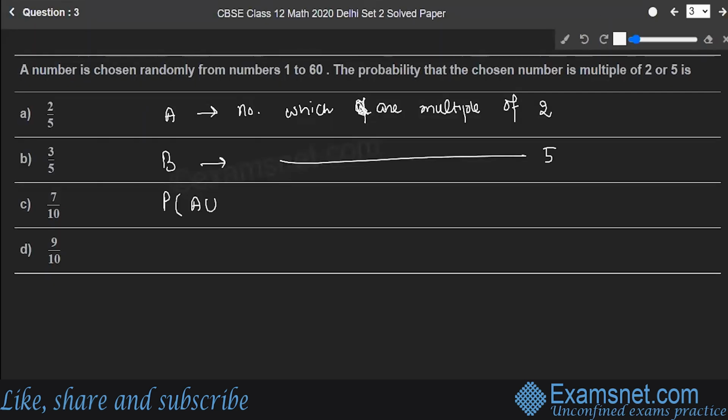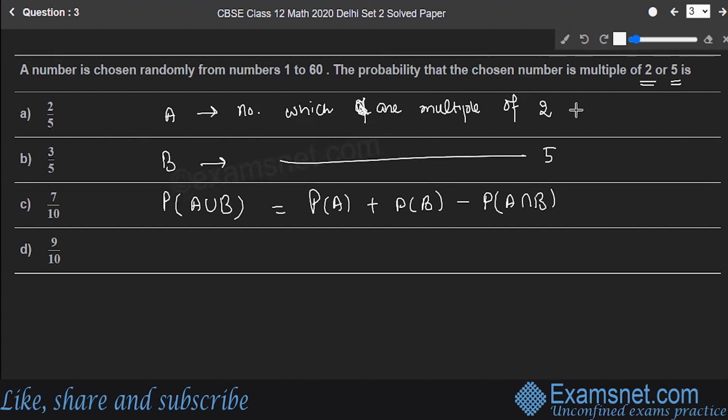According to the question, you have to find out the probability that the chosen number is a multiple of 2 or 5. So there I'll have the union, since any one of these events can take place. This is given by probability of event A to happen plus probability of event B to happen minus the probability of both the events to happen.